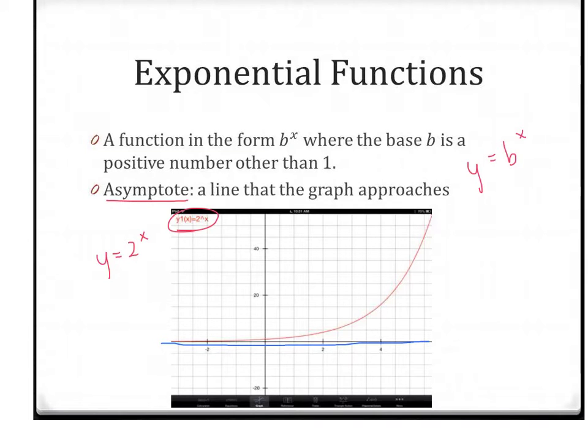So if we just made a quick table, 2 to the 0 is 1, which is where we find ourselves right here. Obviously, if we go to the right, everything's going to be positive, but 2 to the negative 1 is a half, and 2 to the negative 2 is a fourth. 2 to the negative third is an eighth. What's going to happen is that we just get closer and closer and closer to 0, but we're never going to cross that. And so that line that we get so close to is called the asymptote.